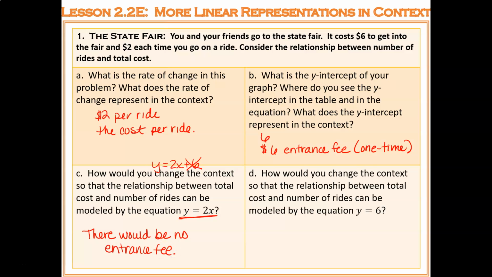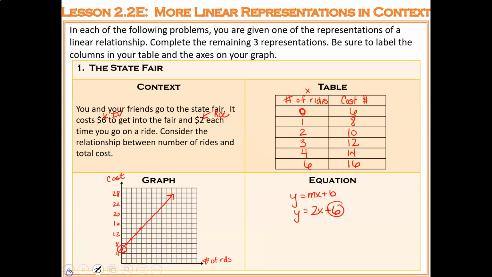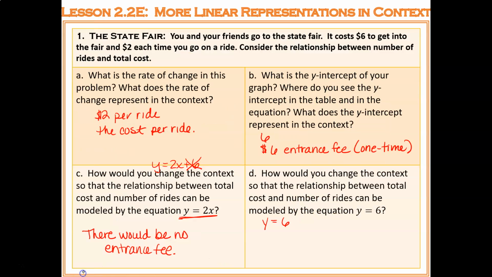How would you change the context so that the relationship between the total cost and the number of rides would be y equals 6? On your graph, let me go back. On your graph, that would be this. It would look like that. Well, that would mean you pay $6 to get in, and that's it. And you don't have to pay for rides.